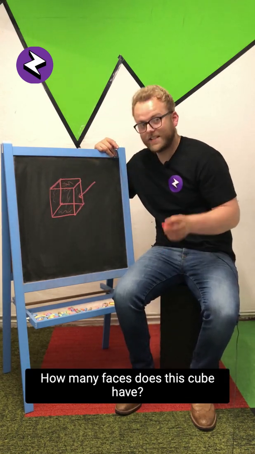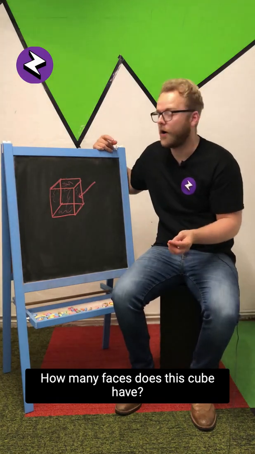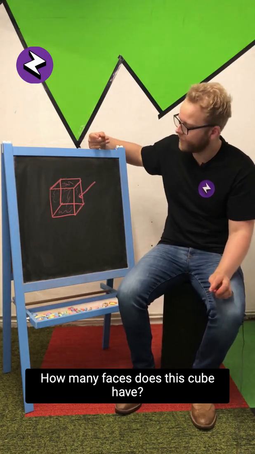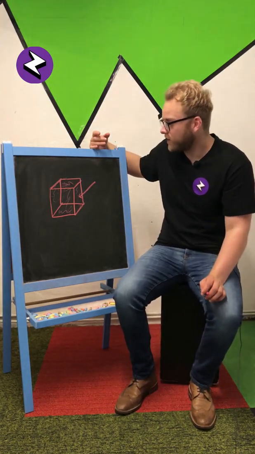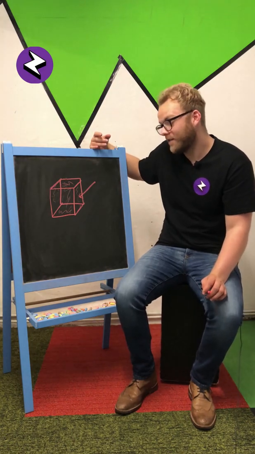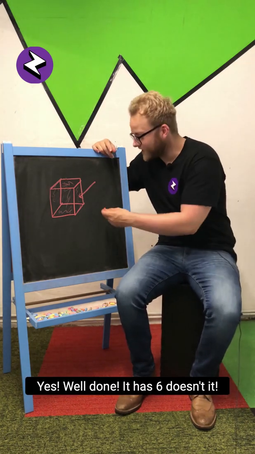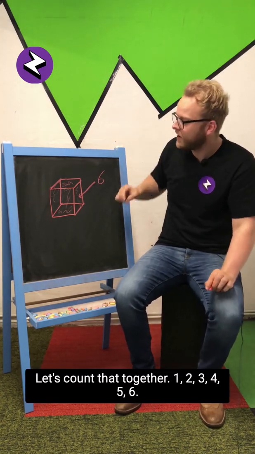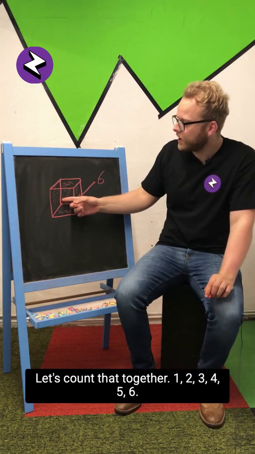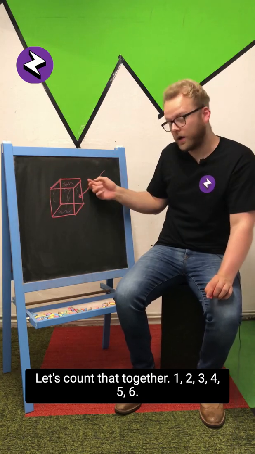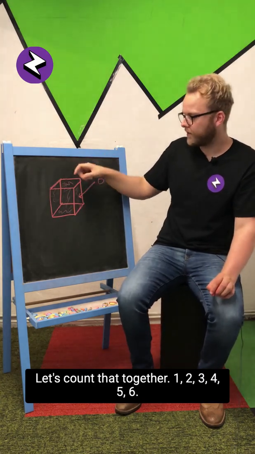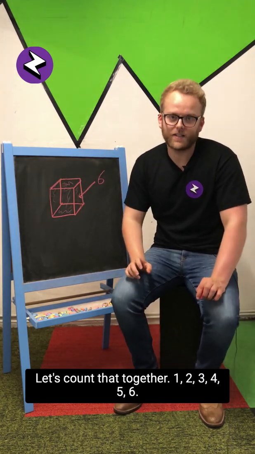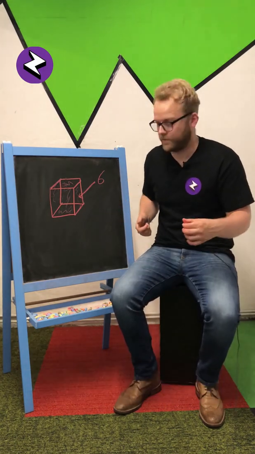So in this case, how many faces has this cube got? Yes, well done! It's got 6, hasn't it? Okay, let's count that together. 1, 2, 3, behind, 4, top, 5, bottom, 6. And that's all you need to do, okay?